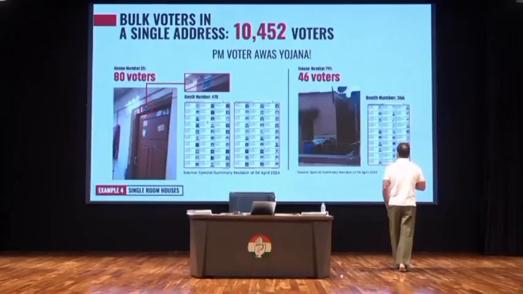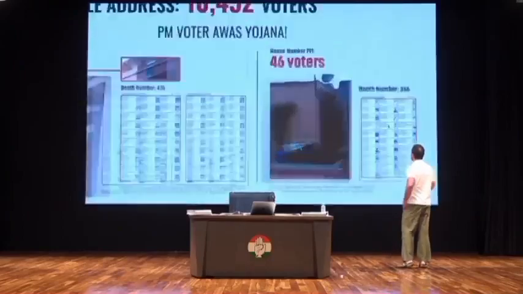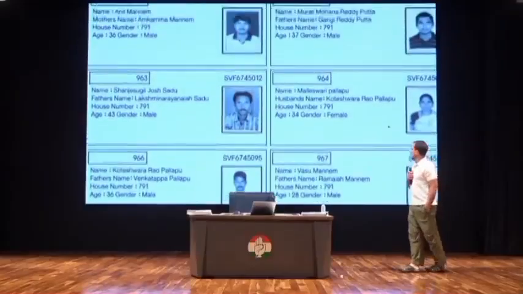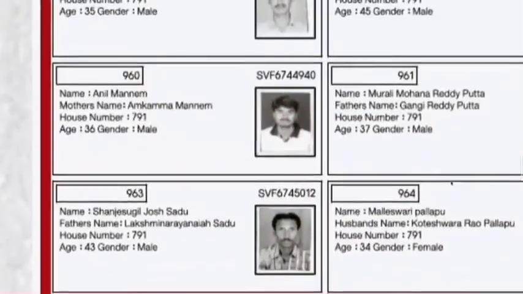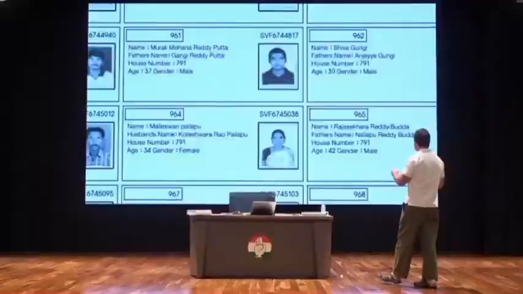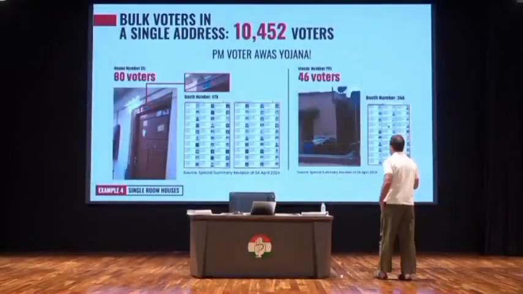Here's another one. Booth number 366. Zoom in on this a bit. 46 voters, all from different families, living in a single bedroom house. And when we go there, they don't exist. Zoom out.